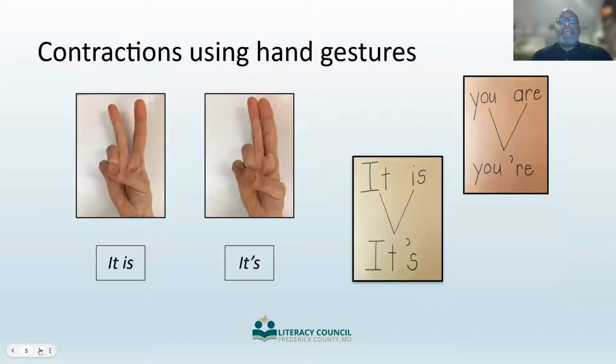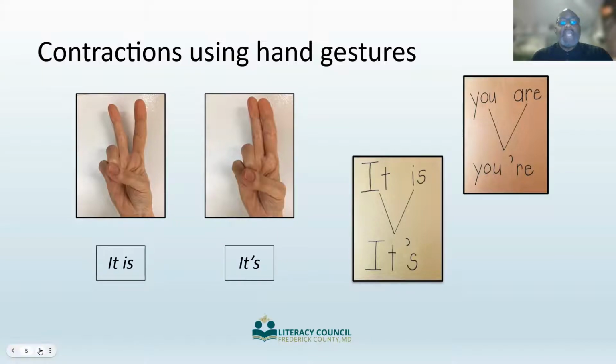Let's use the example of teaching contractions, because that's the way we usually speak and what your students will hear most often. For example, we can use a hand gesture to illustrate how words are combined to form a contraction, as you see in this slide.